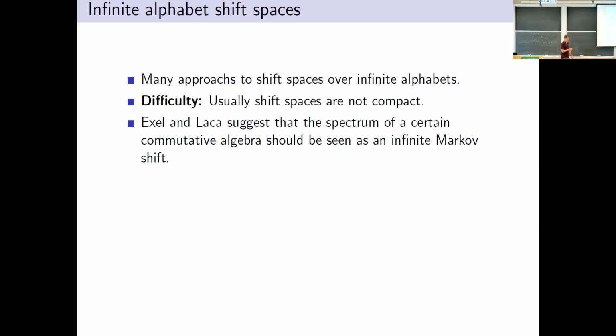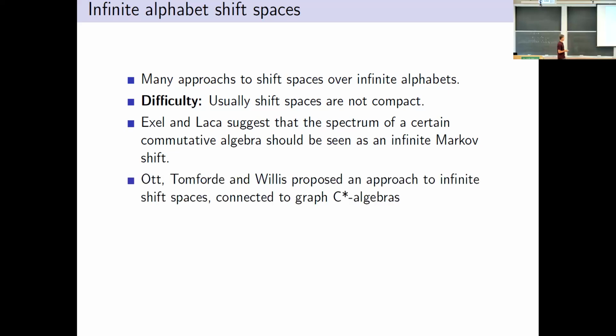So the first thing that I recall finding mentioning this is when Marcelo and Rui defined the Cuntz algebras of infinite matrices. I think at the end of the introduction, they mentioned that the spectrum of a certain commutative subalgebra can be seen as a good analog for an infinite Markov shift. Then later, Ott, Tomforde, and Willis did a very nice monograph where they introduced some subshifts associated with infinite alphabets and for any subshift.